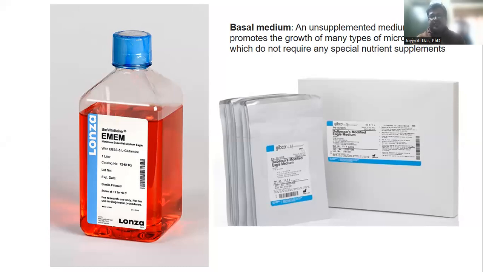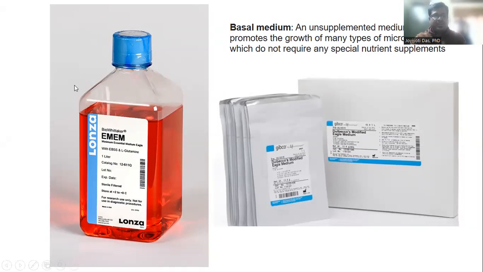Okay, so we said a basal. What is a basal medium? We talked about basal medium in artificial media. So basal media is an unsupplemented medium which promotes the growth of many types of microorganisms and even animal cells and does not require any special nutrient supplements. Okay, so this definition holds true for basal media in case of animal cell culture as well.